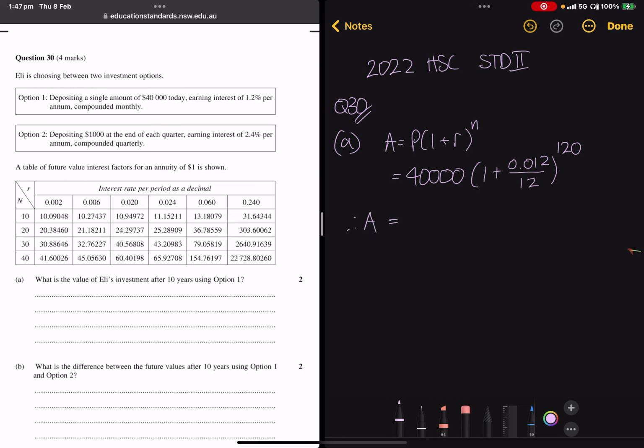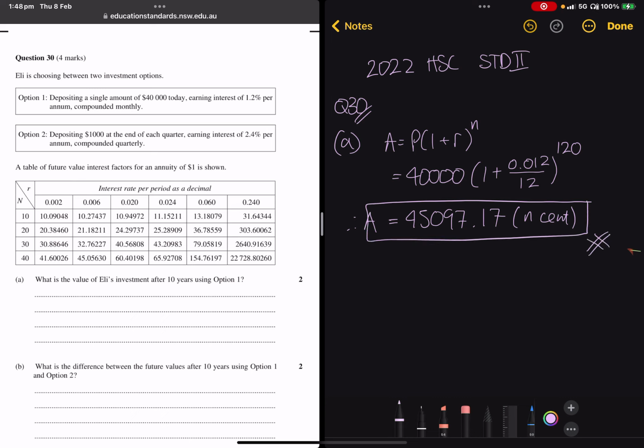So we can put this whole expression into our calculator. We get 40,000 times 1 plus 0.012 divided by 12, which is 0.001, and this is to the power of 120. My calculator tells me this is $45,097.17. So we have to round this to dollars and cents. So therefore this will be 17 to the nearest cent. And this is the answer for part A.